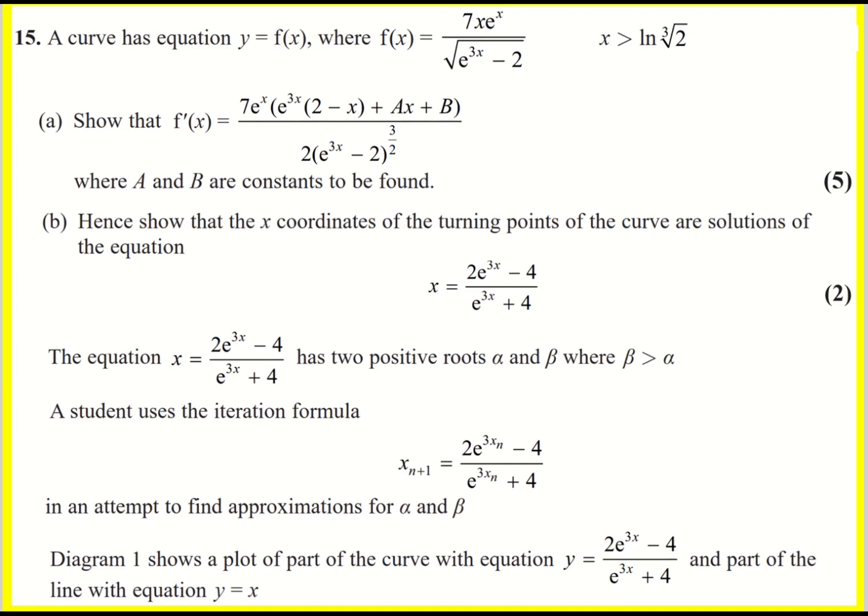The curve has the equation y equals f of x, given by this pretty complicated function. x has to be greater than ln cube root of 2. That's to ensure that the function inside the square root is positive. It can't be negative because then you couldn't take the square root for a real number. It can't even be 0 because then we'd be dividing by 0. It doesn't actually come into this question other than that.